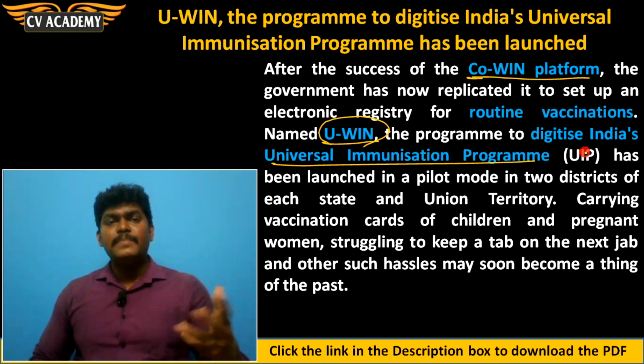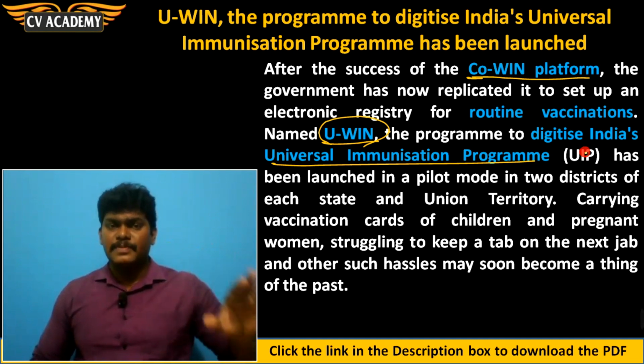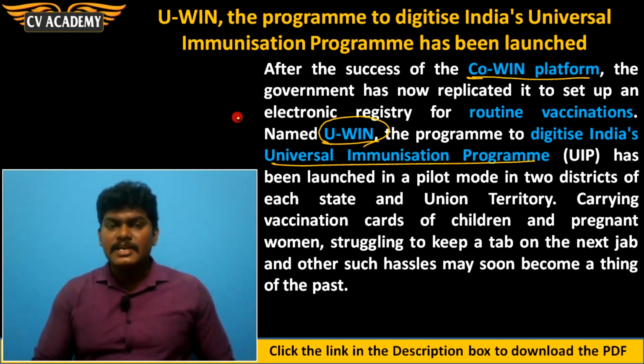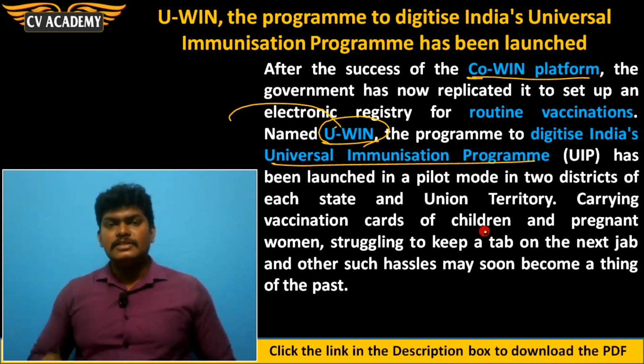But most people don't know what vaccines we have got previously, what vaccines have to be provided in the future. Most people don't know. So now that information, they have decided to provide in a new app called U-WIN. So now in this U-WIN app, the universal immunization program would get digitized. So for that purpose, the government has launched the U-WIN app, same as the CoWIN platform.